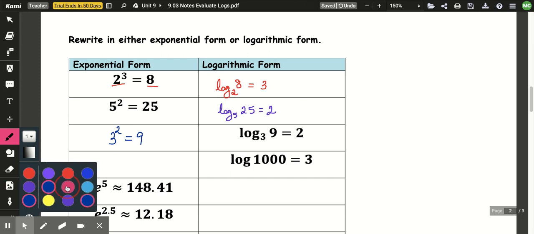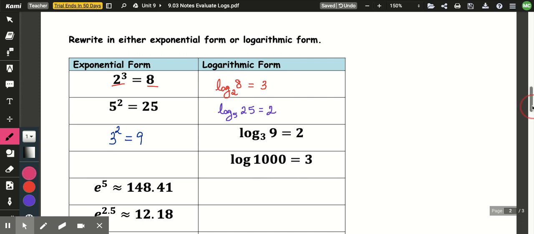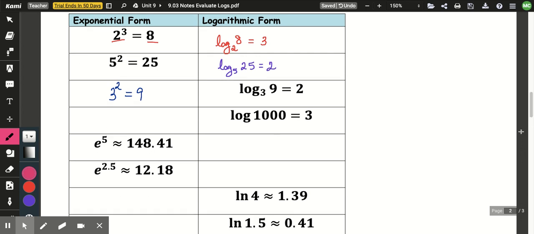All right, for the next one, it says log of 1,000 is equal to 3. So to write it as an exponential, I have to start with the base of the logarithm. And this one, they don't have a base written in there. And that's because this one's a common logarithm. So that means its base is 10. It's understood. So I would say 10 to the power 3 is equal to 1,000.